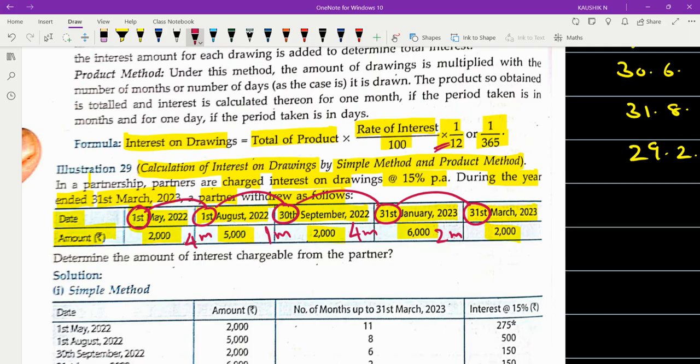So that means the uniformity concept is ruled out in this case. So the average period method can't be utilized. 200% you cannot use the average period method.